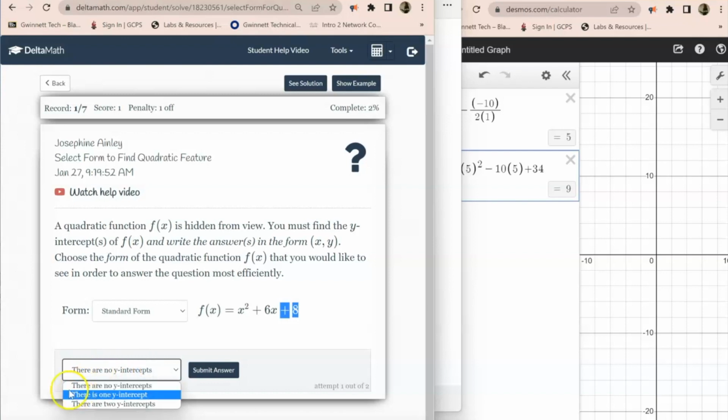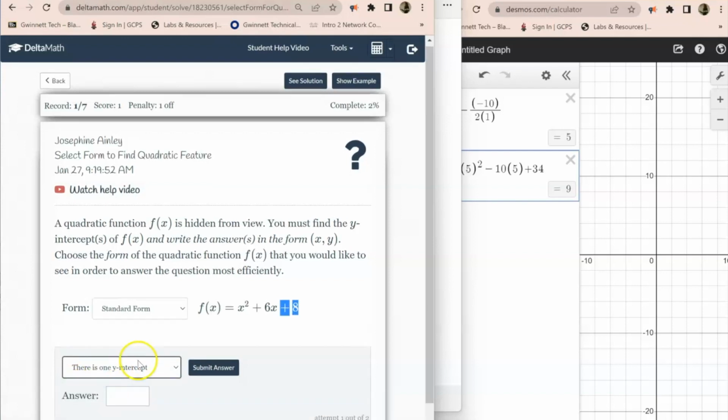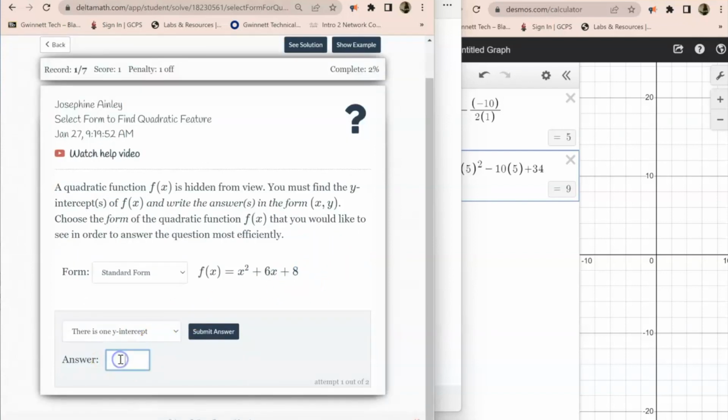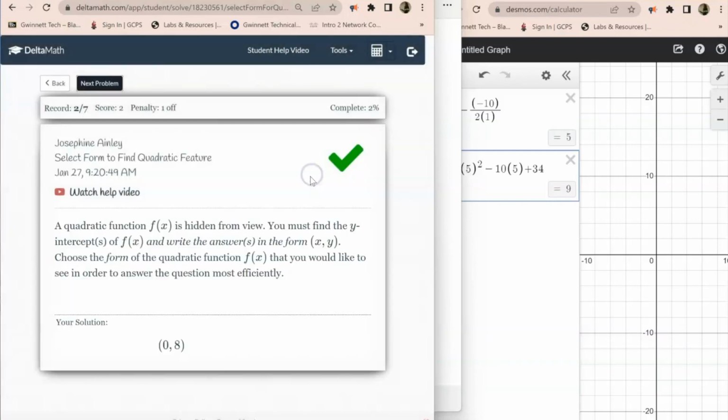All right, so here I'm going to say there is one y-intercept. And what is that y-intercept? They do want this in point form. In other words, x and then y. So I'm going to put the coordinates. X is always 0 at the y-intercept, and then the y-intercept is 8. So they do want it written in point form, so make sure that you're putting it as a coordinate. So this is the x value, which is 0, and this is the y value, that's 8. Okay, so that one is quick.